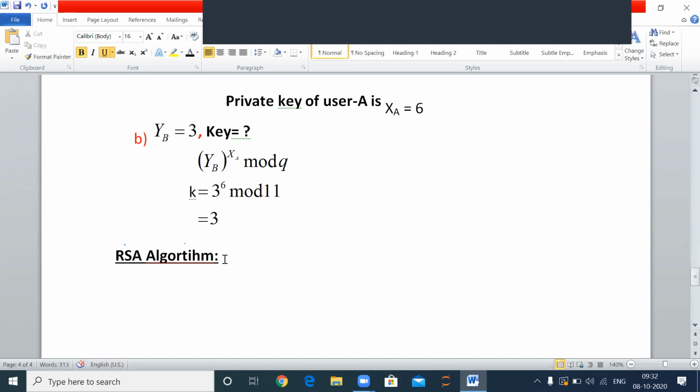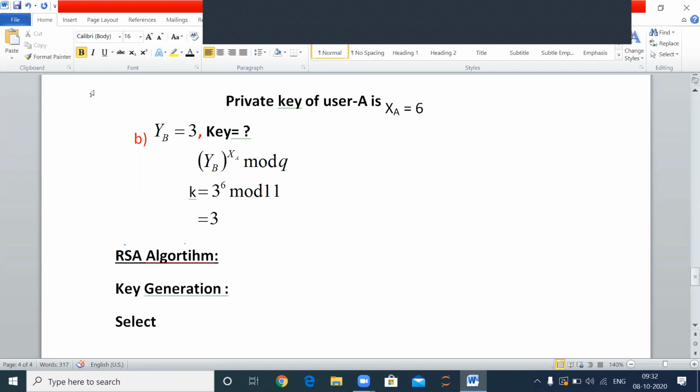Here, by using the RSA algorithm, how can the key generation process be done? Now, let us see the key generation process. In the first step of key generation, we have to select two prime numbers, that is P and Q.